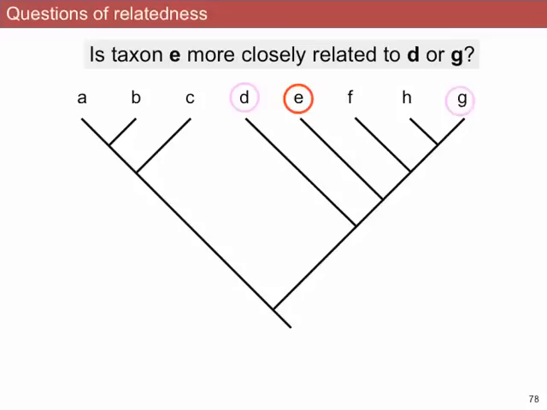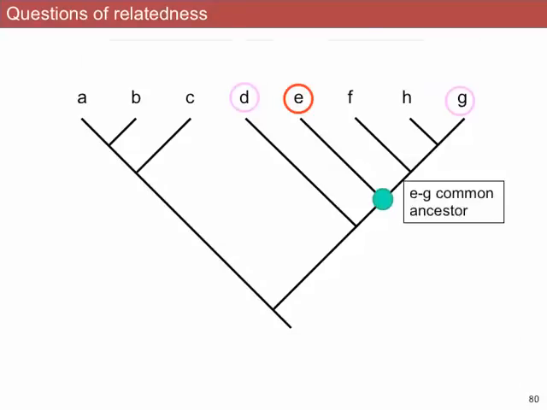And the way you will see this commonly is to see a question or a statement like this. Is taxon E more closely related to D or to G? So taxon E is more closely related to G because we can find a common ancestor that E and G share that is more recent than the common ancestor that E and D share. So here's the common ancestor of E and G, and that is more recent in the tree than the common ancestor of E and D. That's how we determine phylogenetic relatedness, by tracing along a tree and seeing where organisms share a common ancestor.